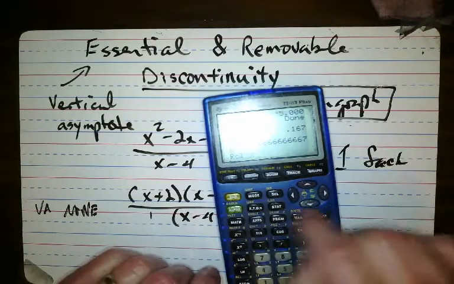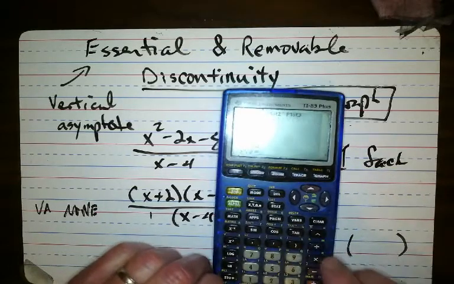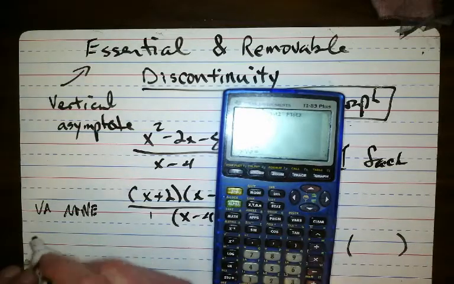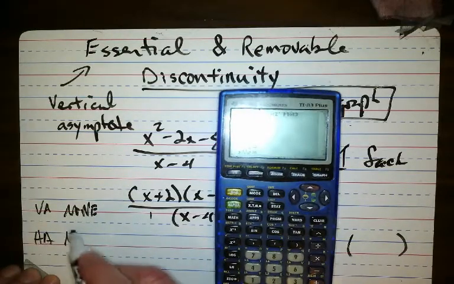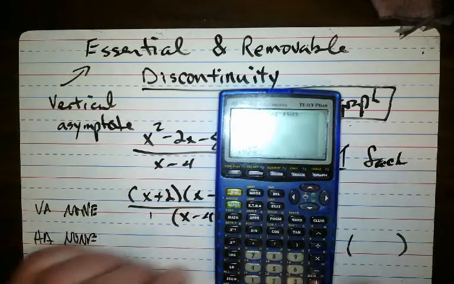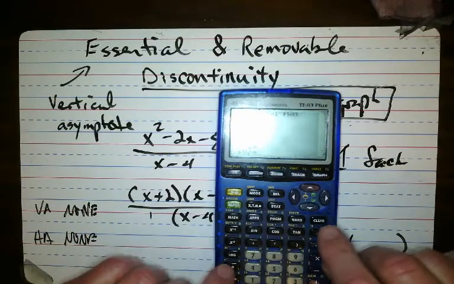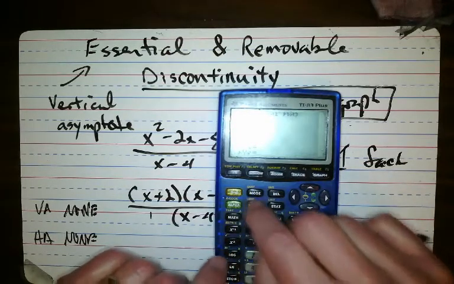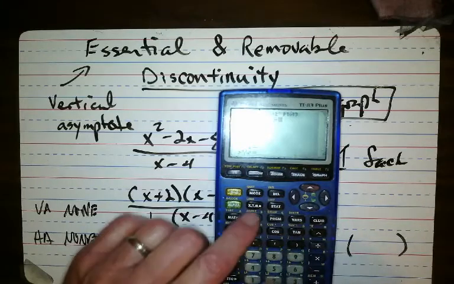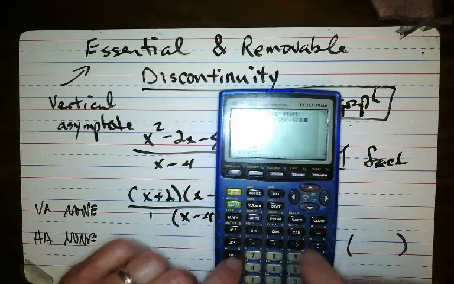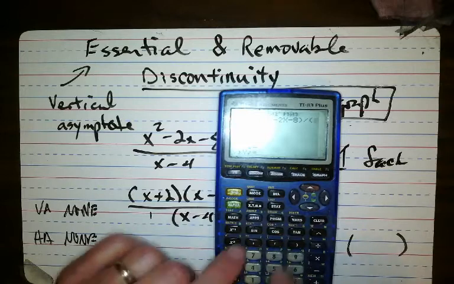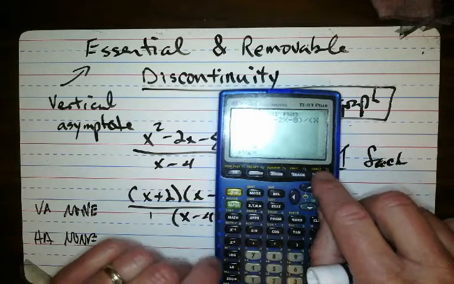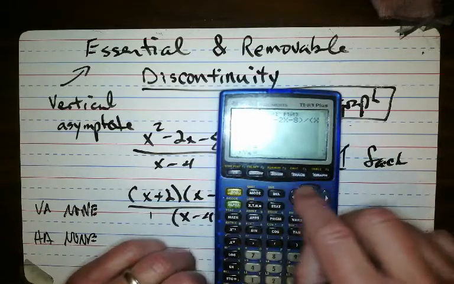Now let's clear all that junk out. Clean this out, and let's type it in there and show you that this one doesn't have any asymptotes at all. In fact, it doesn't have a horizontal asymptote. It doesn't have an oblique asymptote. So, where am I? I'm doing x squared minus 2x minus 8, close my parentheses, divided by x minus 4. So, let's see.